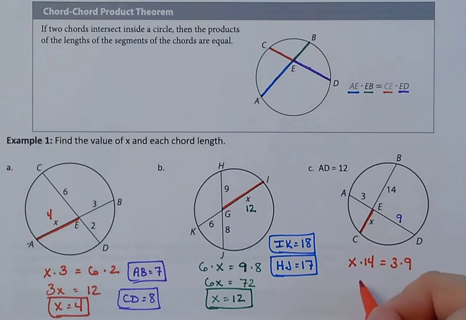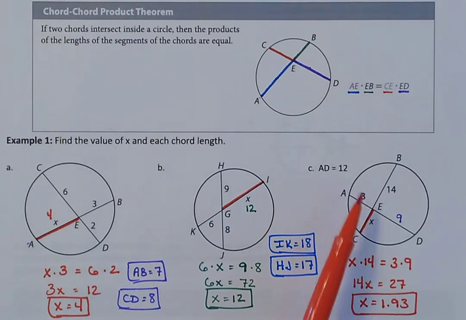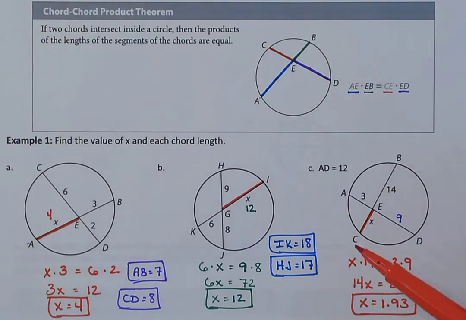x times 14 is 14x. 3 times 9 is going to give me 27. And if we divide by 14, we get x to be 1.93. That is our value of x and our missing segment. Now, in terms of the chord, we already know what AD is. For BC, you would just take 14 plus 1.93, which just gives you 15.93.